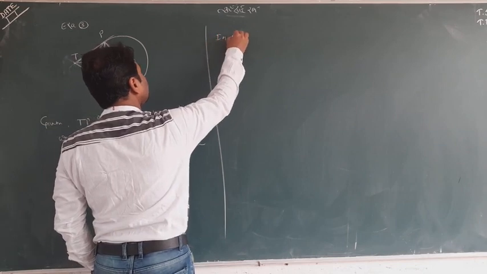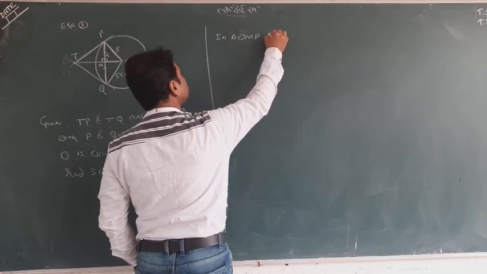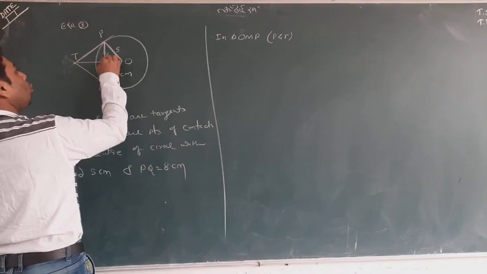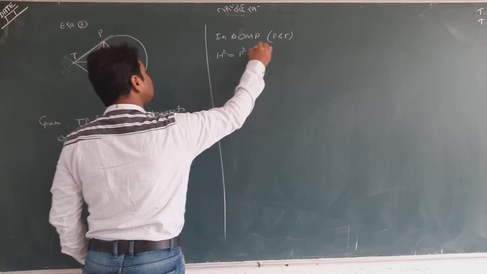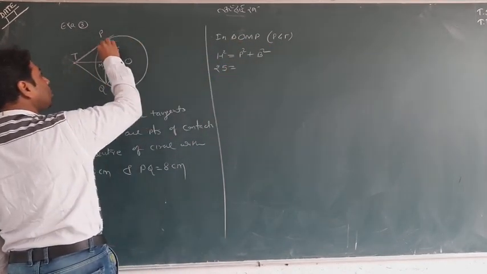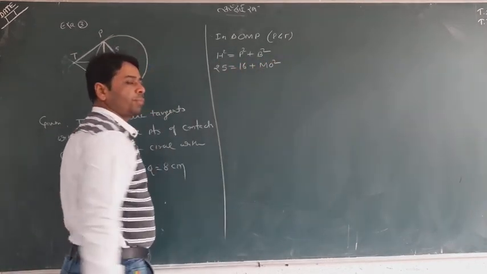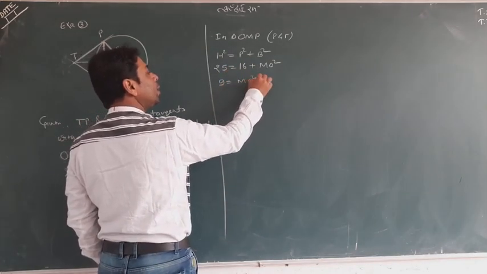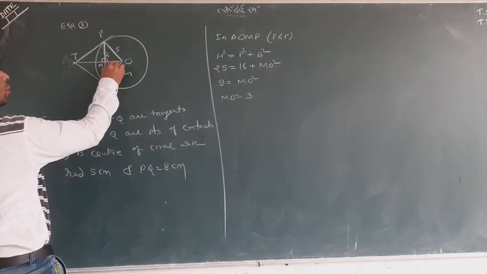In triangle OMP, use PGT. So if you use PGT in OMP, hypotenuse square equals perpendicular square plus base square. Hypotenuse is 5, perpendicular is 4, base is MO. So when transferred, it will be 9, and after taking square root we have 3. So this distance is 3.